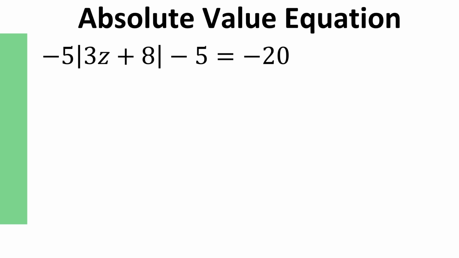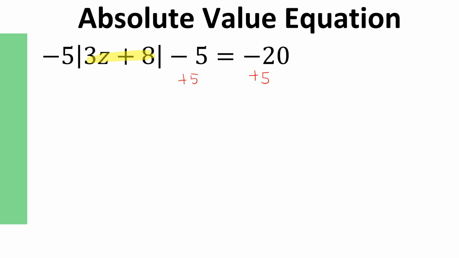To solve this absolute value equation, we see that the absolute value of 3z plus 8 is being multiplied by negative 5, subtracted by 5, and then it's equal to negative 20. So in order to solve this equation, I need to isolate the absolute value. In order to do that, we have to undo the minus 5 first and then undo the multiplication by negative 5. To undo minus 5, you're going to add 5 to both sides.